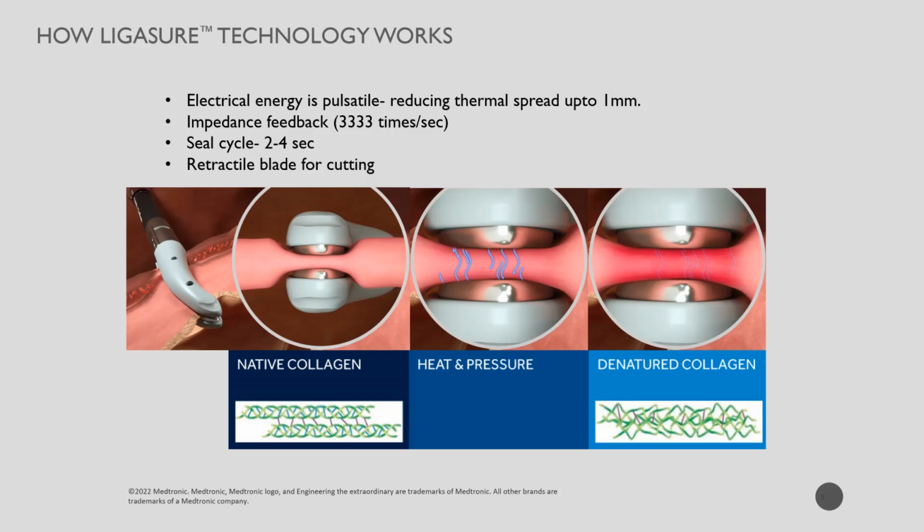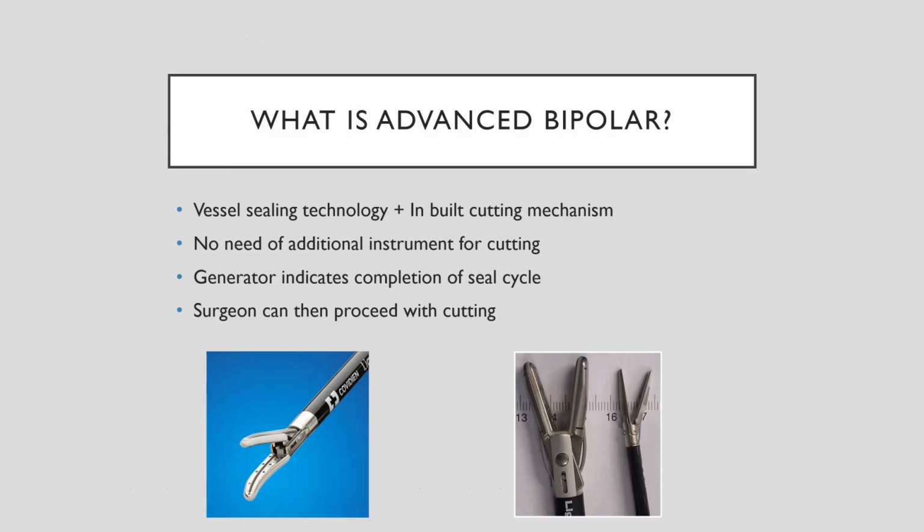Now, just to give you an example, how LigaSure works is what they have described: electrical energy is pulsatile, reducing the thermal spread up to 1 millimeter. That is what the official website says. Impedance feedback is there, and this keeps changing as the device advances. The impedance feedback rate increases. Seal cycle is 2 to 4 seconds, and it has one more feature, that is a retractile blade for cutting. This is how, with the heat and pressure, the collagen and elastin are denatured and a vessel seal is formed.